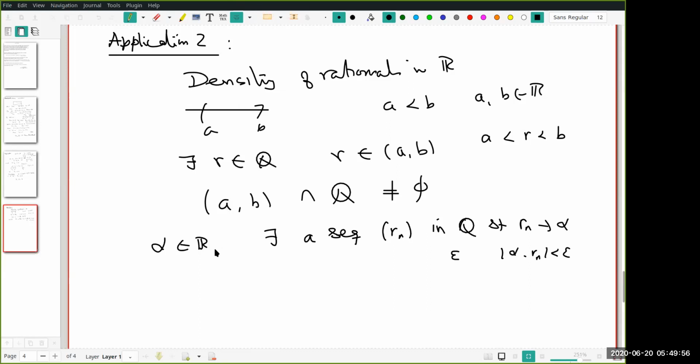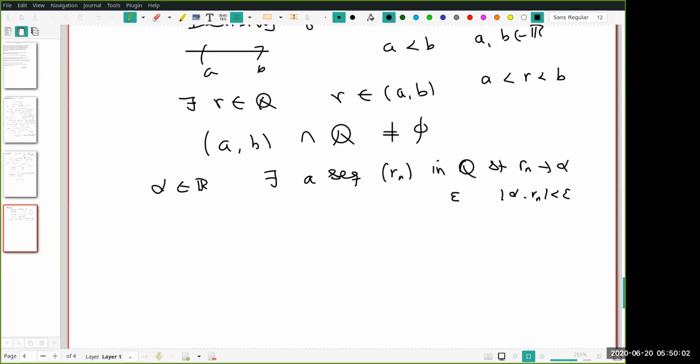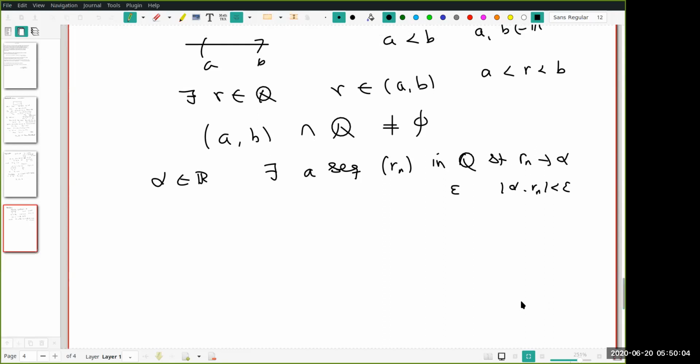Do you understand this? Okay. Now let's go back. I want to prove that. So the first thing you should notice is, given any real number, I can always find a sequence of real numbers which converge to that. How do I do that? So let us look at the interval alpha minus 1 by n, alpha plus 1 by n.